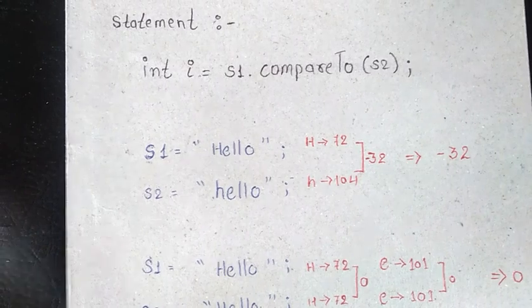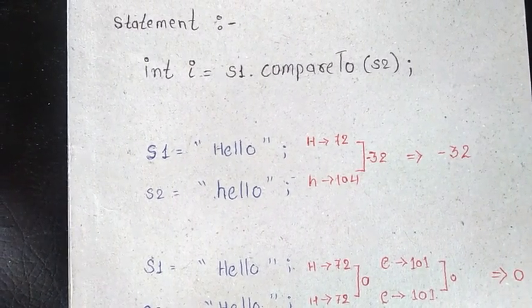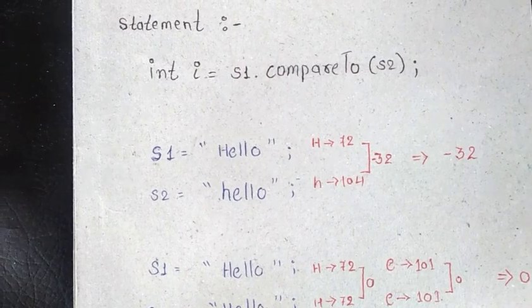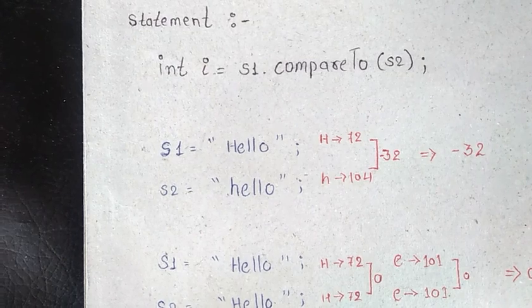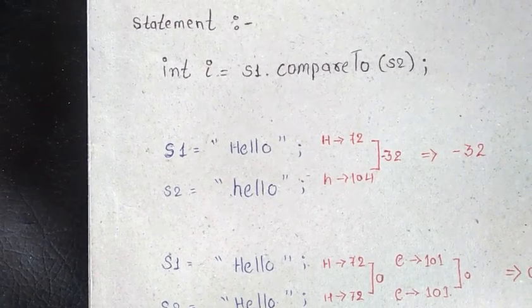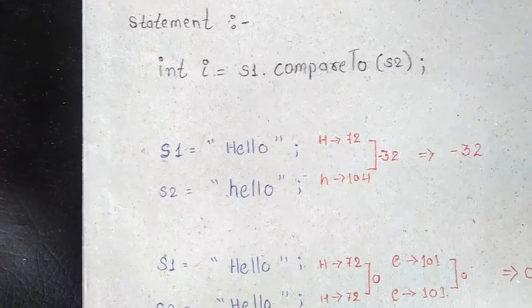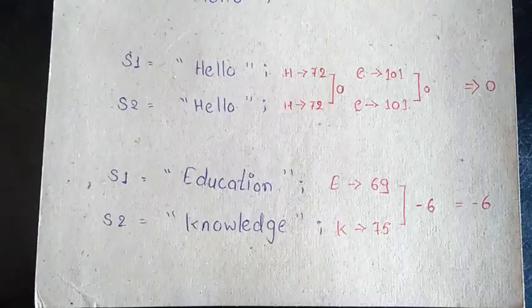Now this method performs calculation on the ASCII value of the characters. So the ASCII value of capital H is 72 and the ASCII value of small h is 104. The difference of these two is minus 32. So the method returns minus 32.